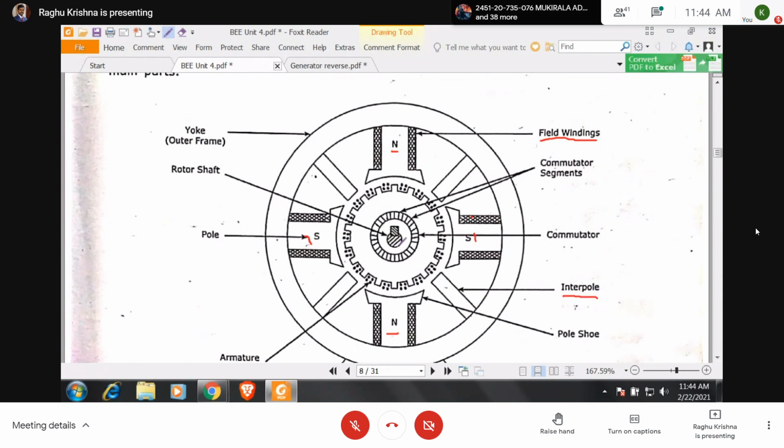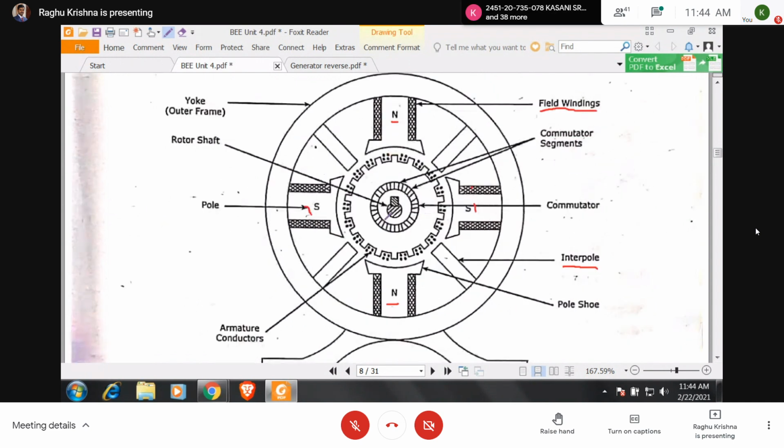Next, coming to the rotor. Rotor means the rotating part. Now here it consists of the rotor shaft. You can see the rotor shaft. So you have the commutator segments, the armature winding, and the armature conductors.